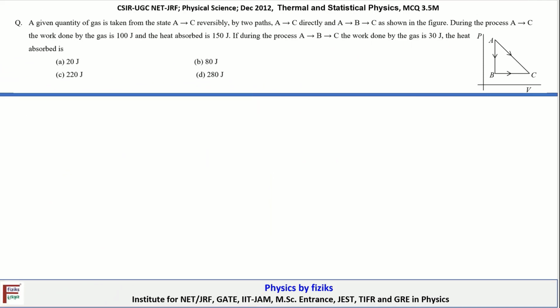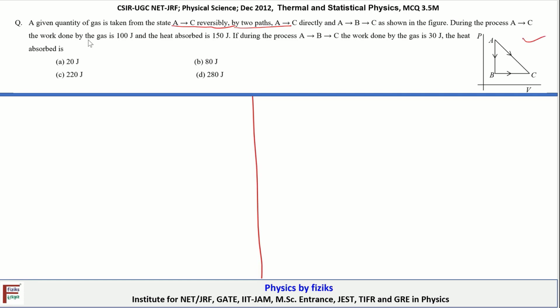Let's continue with the next problem. The statement is: a given quantity of gas is taken from state A to C reversibly by 2 different paths. Okay, so we are given a process which can occur by 2 different paths, either from A to C directly or from A to C via point B, and it's shown in this figure here.